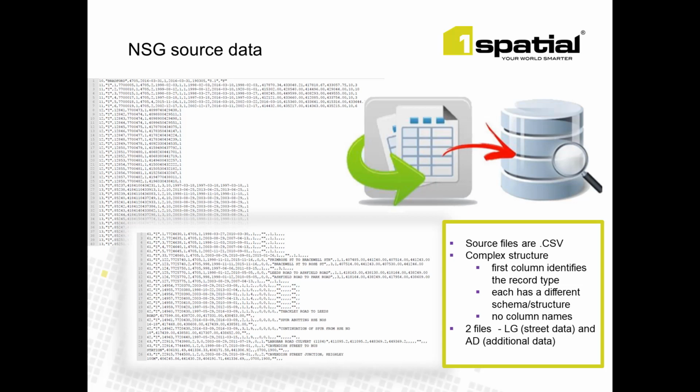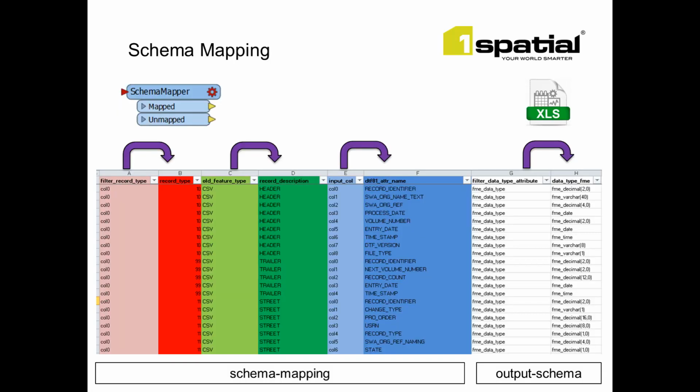So it's going to be quite a complex job to manage the mapping of records to their correct table in the database. And remember, we get an update every month, so it's got to be automated and it's got to be easy for us to manage. And that's exactly what the schema mapper transformer in FME is designed to do. So we can store the schema mapping information in an external file. So here we've used Excel, as it's easy for everyone to understand, everyone can edit it.